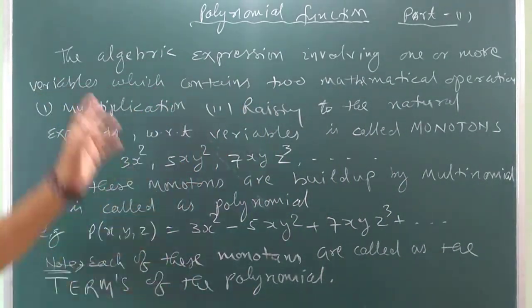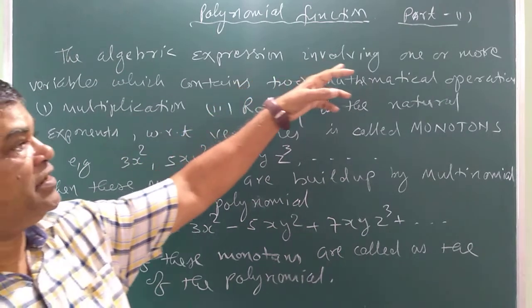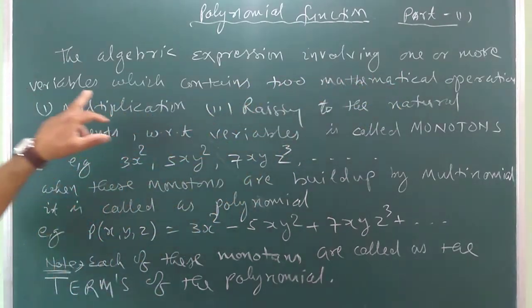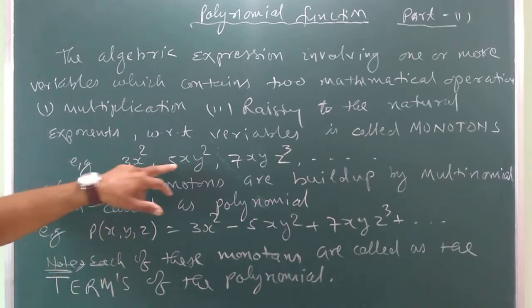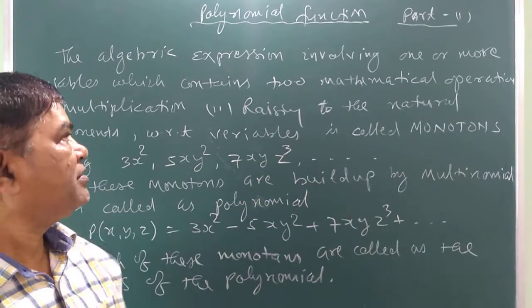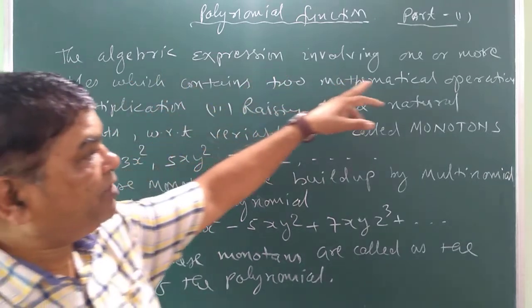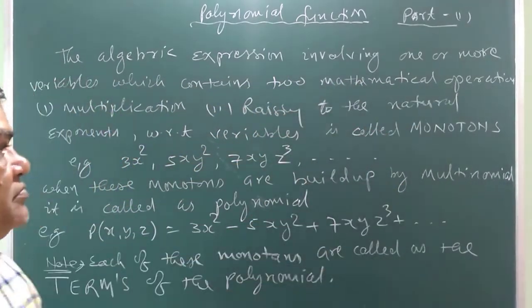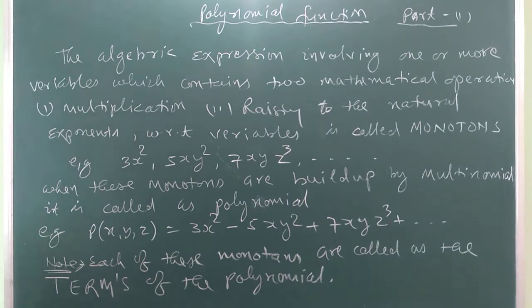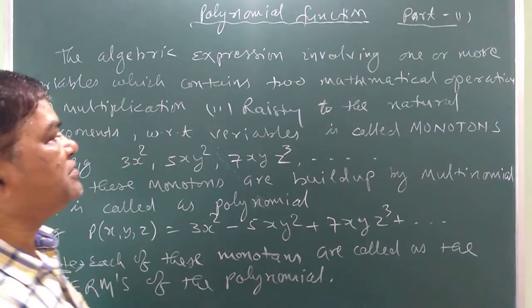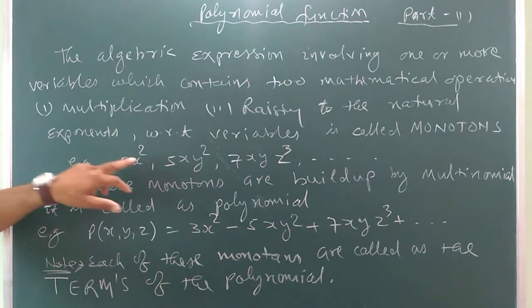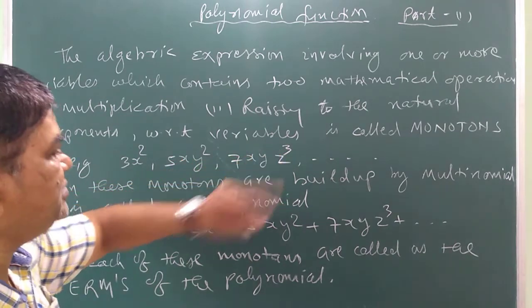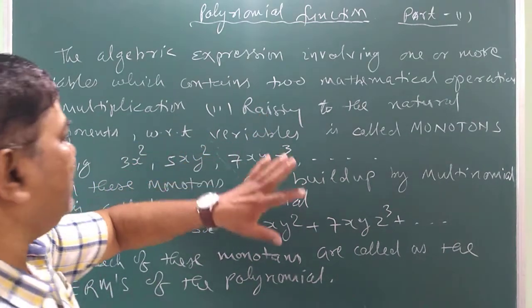So it is an algebraic expression involving one or more variables. The variables are x, y, z, which contain two mathematical operations. One mathematical operation is multiplication and another one is raising to natural exponents. These are the natural exponents with respect to the variables.